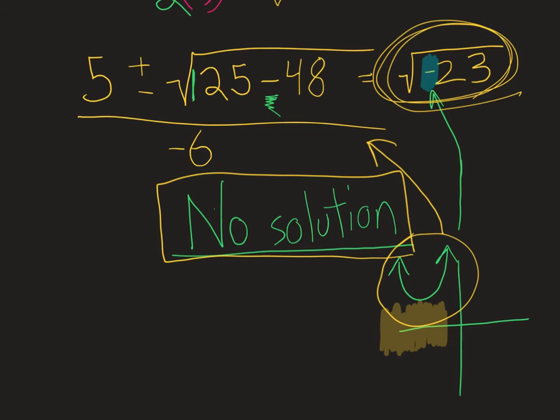But if you end up with a final value that's negative, you're done. That's a no solution. You don't have to worry about it. All right? So there's a no solution because you get a negative under your radical.